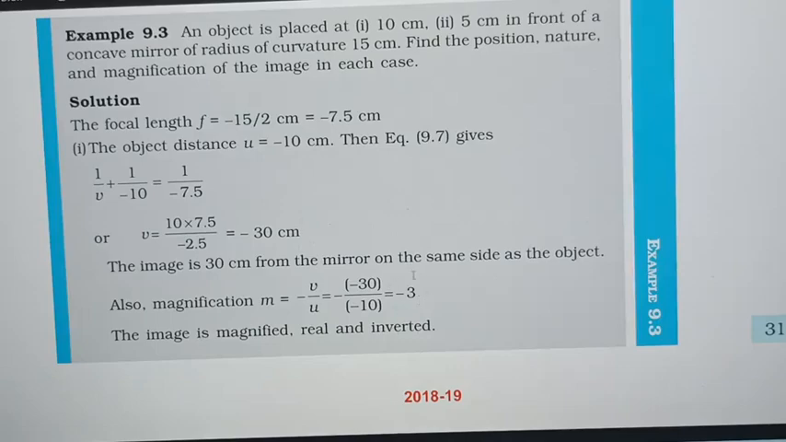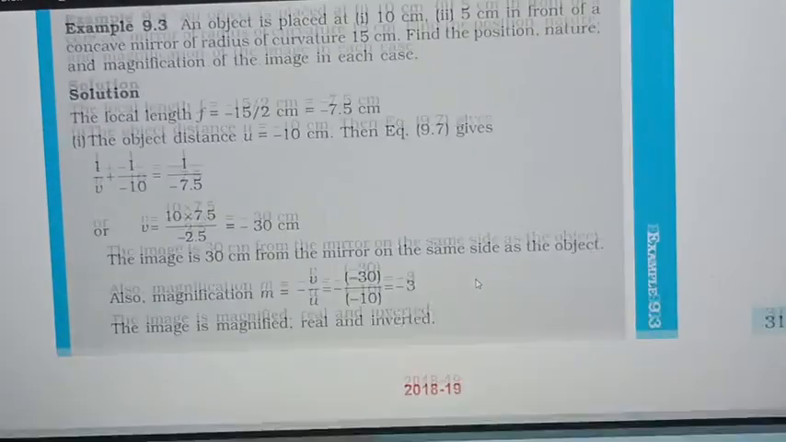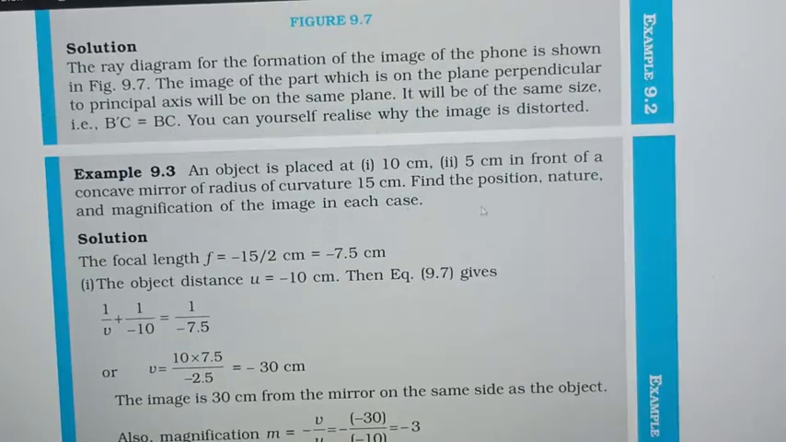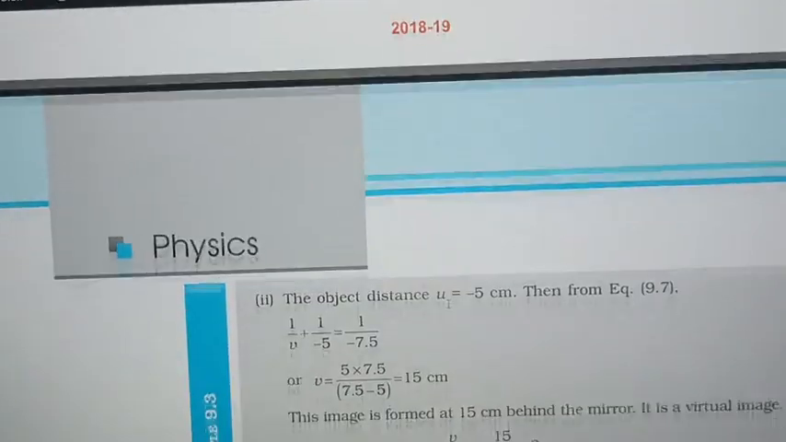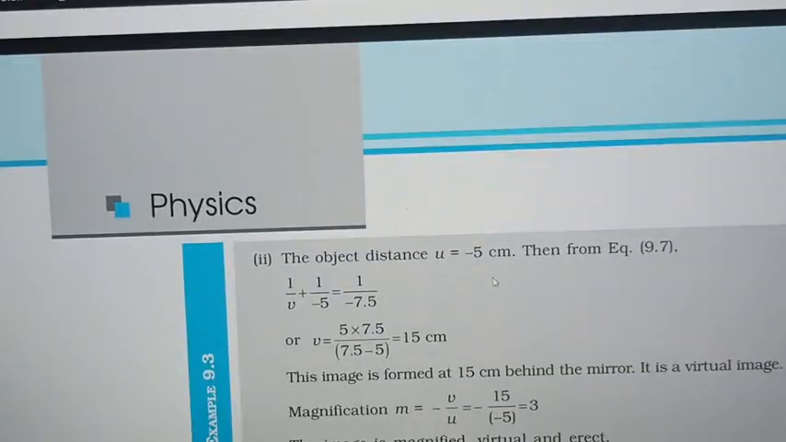Whenever magnification is negative, it will be real and inverted. And because it is 3, it is being magnified. If it was something like 0.01 or something, then you will write it's diminished. And further, for 10 centimeter you calculated. For 5 centimeter also we have to calculate. Same thing. u will be negative 5 centimeter.